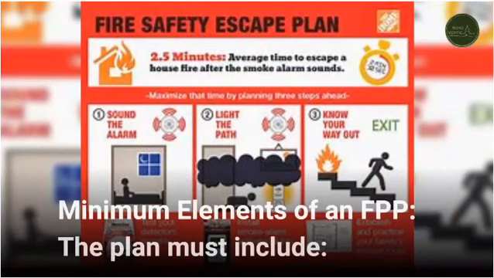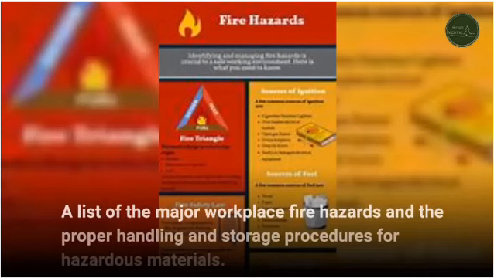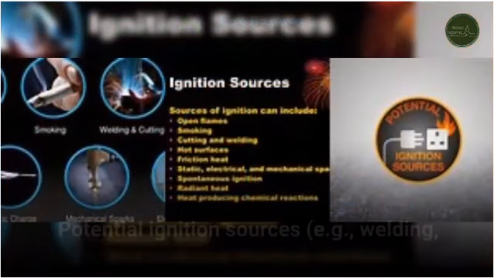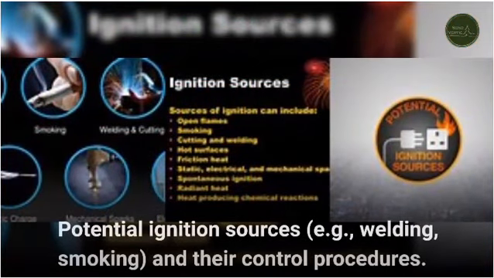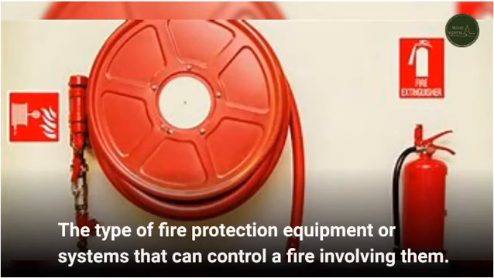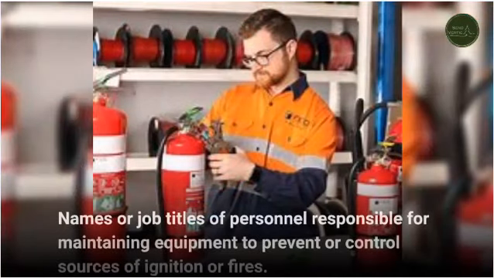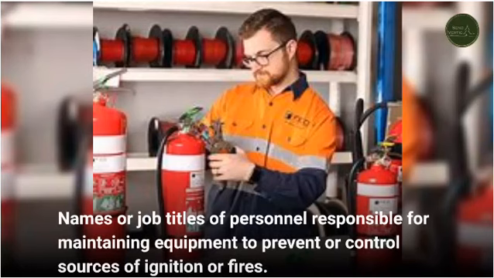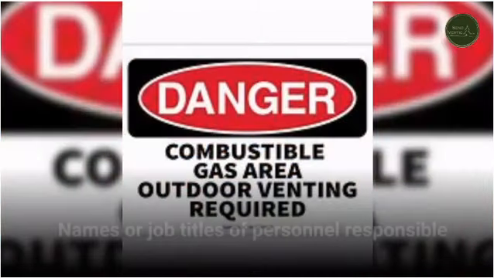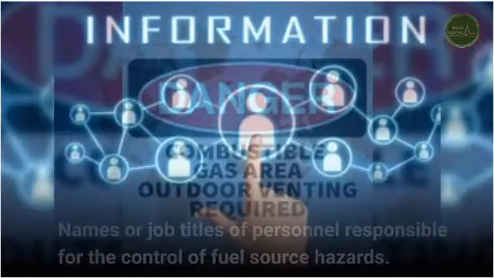Minimum elements of an FPP. The plan must include a list of the major workplace fire hazards and the proper handling and storage procedures for hazardous materials. Potential ignition sources, for example, welding, smoking, and their control procedures. The type of fire protection equipment or systems that can control a fire involving them. Names or job titles of personnel responsible for maintaining equipment to prevent or control sources of ignition or fires. Names or job titles of personnel responsible for the control of fuel source hazards.